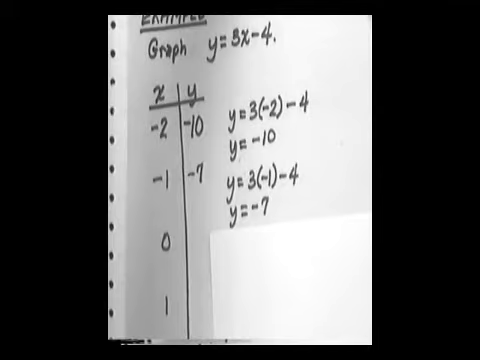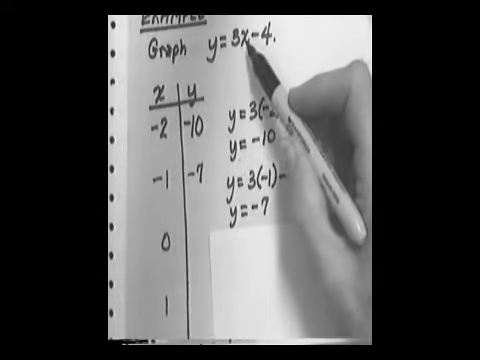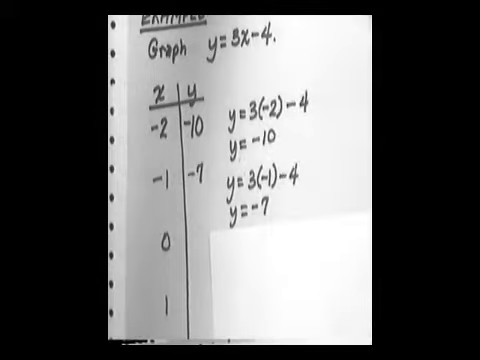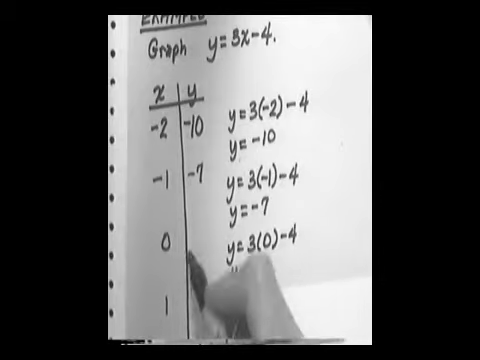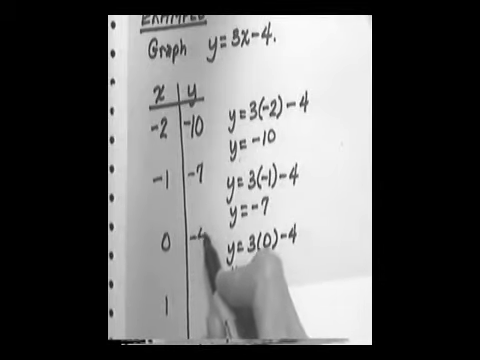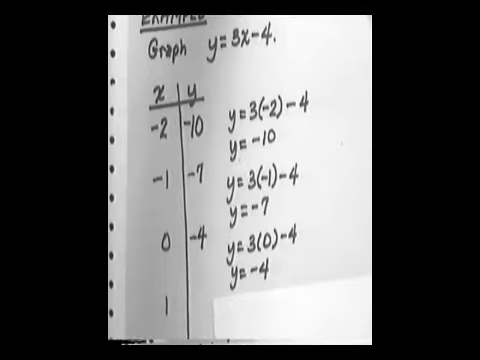Now we get to our very favorite number, the number that makes things as easy as they can be: 0 for x. We substitute 0 in the original equation in place of x, and so we get y equals 3 times 0 subtract 4. 3 times 0 is 0. 0 subtract 4 is negative 4. And so our ordered pair is 0, negative 4.